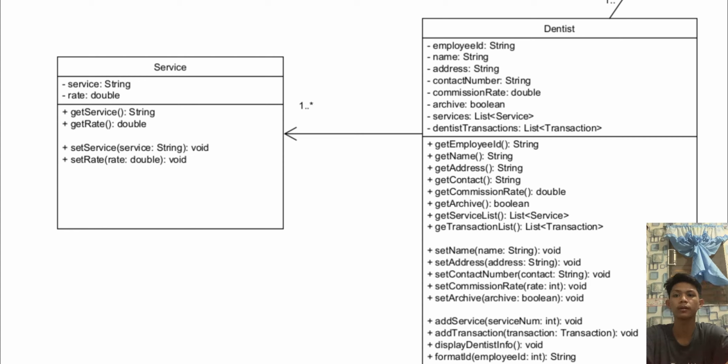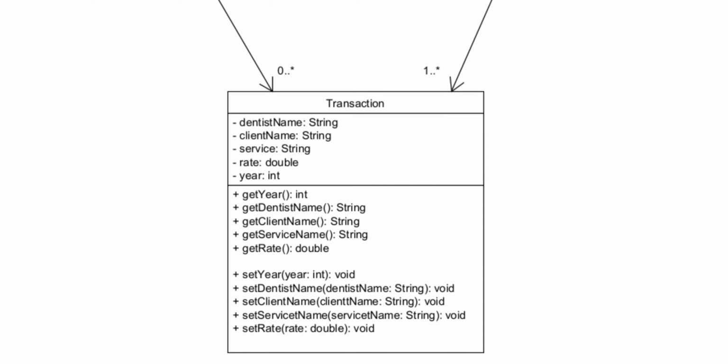From the UML, we see no direct reference back to the dentist. Instead, the dentist class has a list of service objects. That means the association is from the dentist to service. The one-to-many notation confirms a single dentist can maintain multiple service entries. The transaction class captures each instance where a client avails a dentist service.